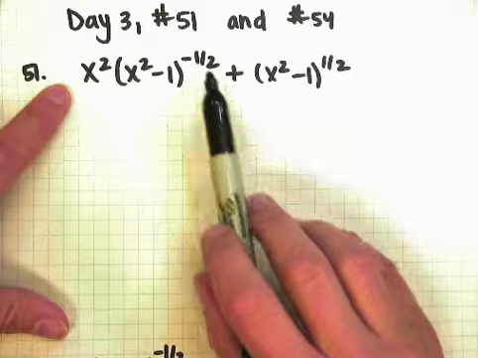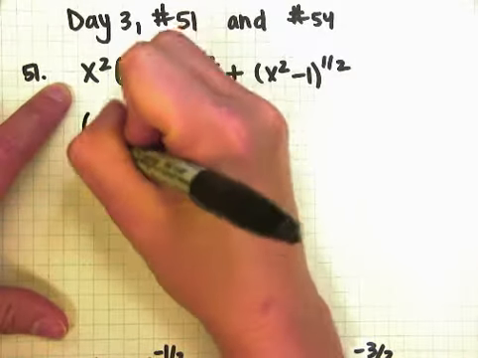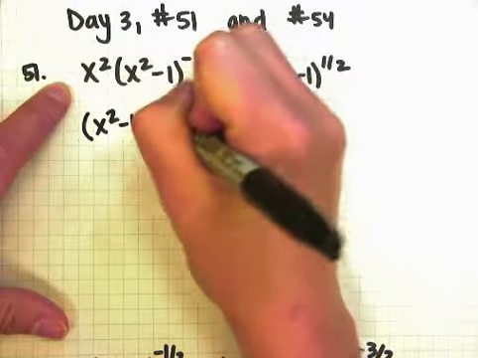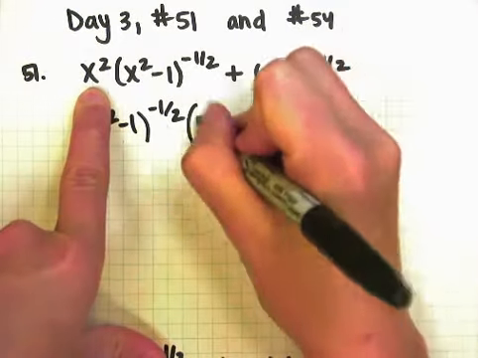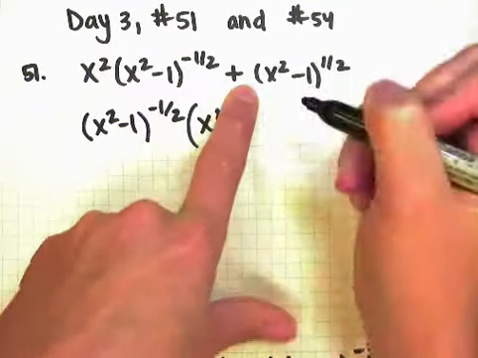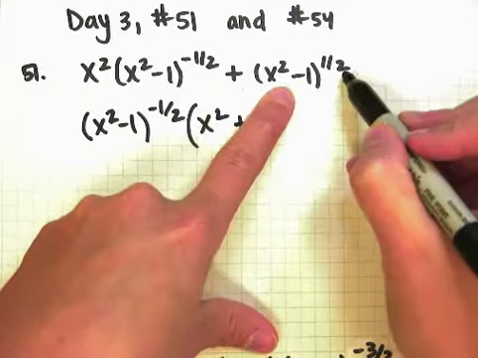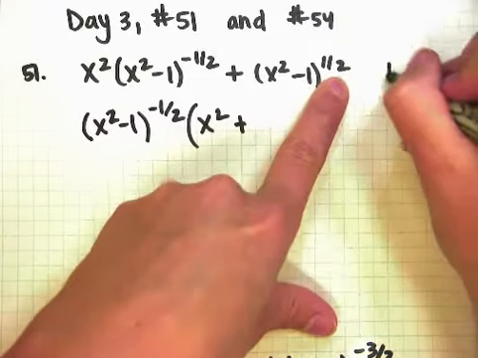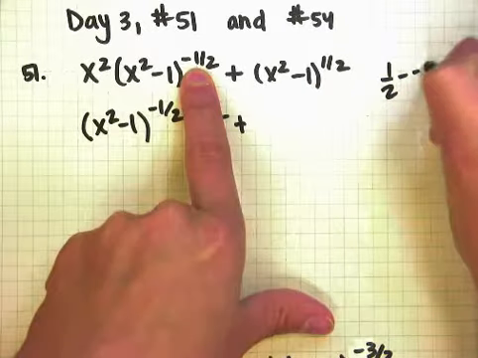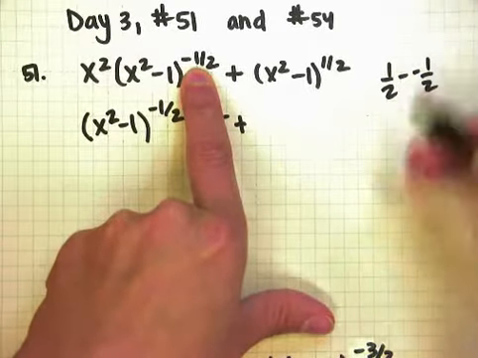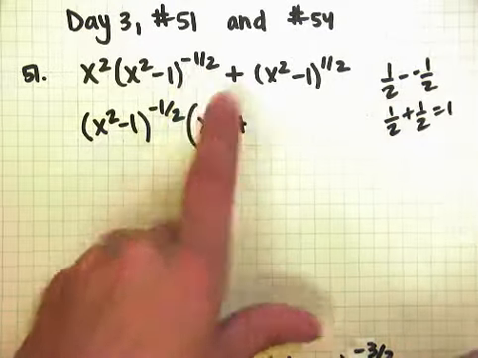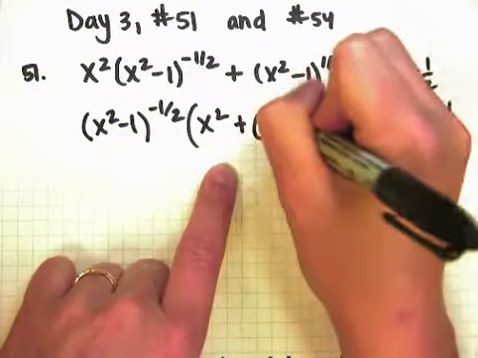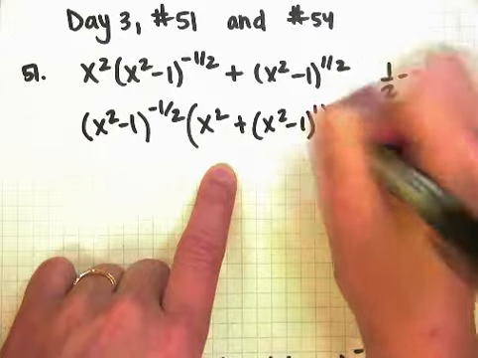So I'm going to take out the smallest power. That will be x squared minus 1 to the negative half power. When I do this, I still have an x squared left, and then the plus sign. And then here, I'm going to subtract the power. So I'm going to do 1/2 minus a negative half. 1/2 minus a negative half is 1/2 plus a half, which we know is equal to 1. So I'm going to have x squared minus 1 to the first power left inside here.